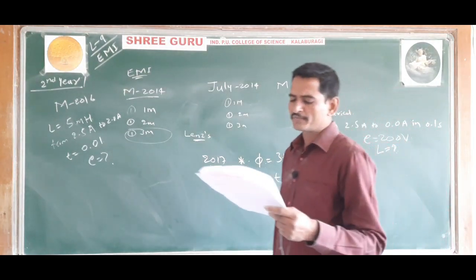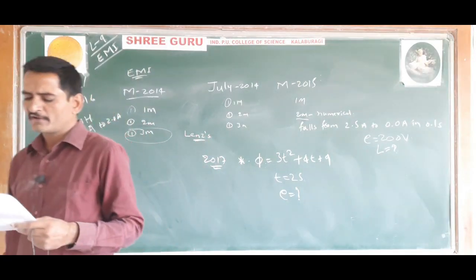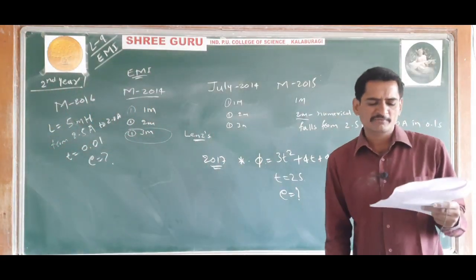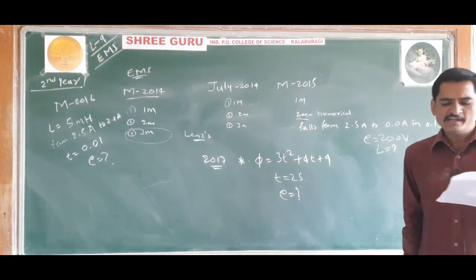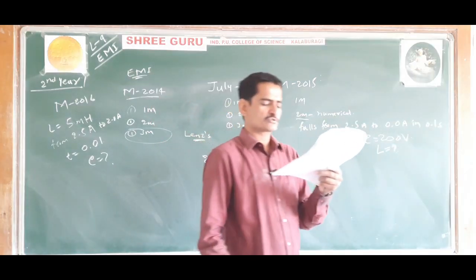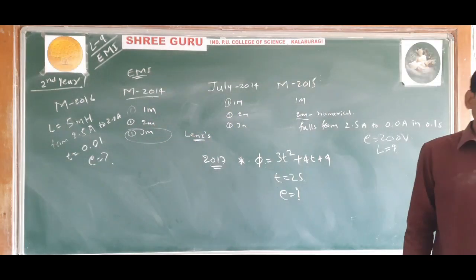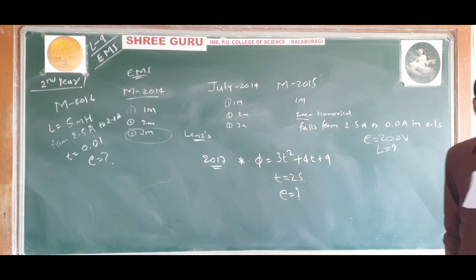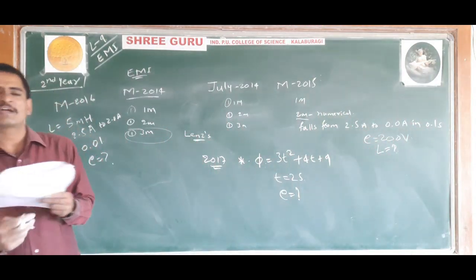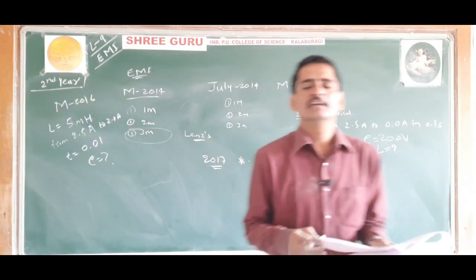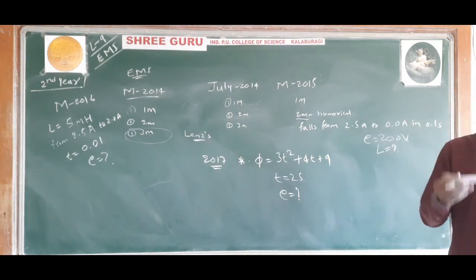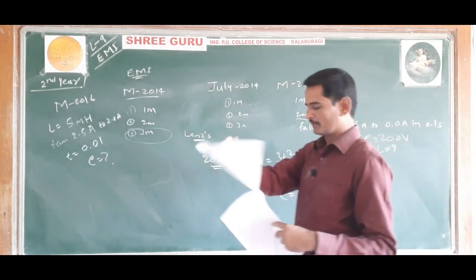A circular coil of radius 10 centimeter and 25 turns is rotated about its vertical diameter with an angular speed of 40 radian per second in a uniform horizontal magnetic field of magnitude 5 into 10 to the power minus 2 Tesla. Calculate the EMF induced in the coil. Also find the current in the coil if the resistance of the coil is 15 ohm. We have already solved this question. There was a mistake in this question and I have told about that mistake also.